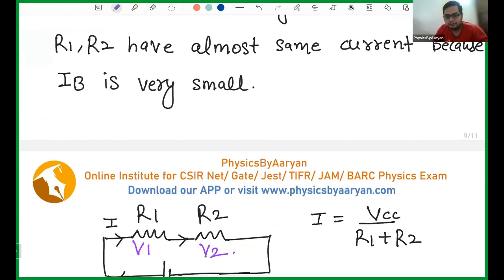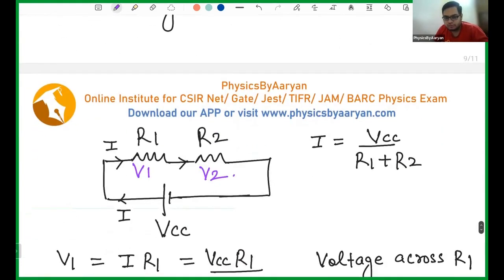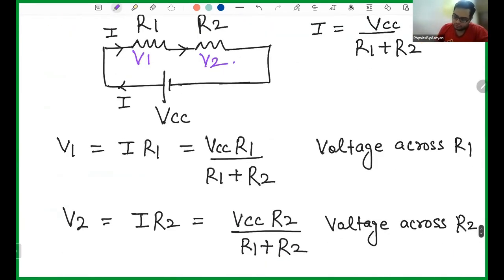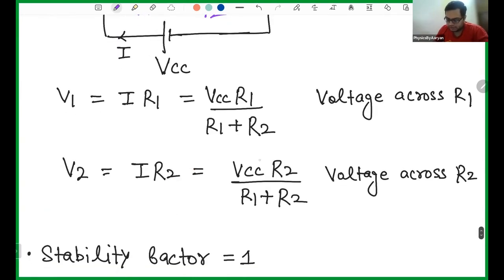Now the current in R1 and R2 will be the same. So what will be the voltage across R1? Voltage across R1 will be I into R1. So let's put the value of I, which is VCC divided by R1 plus R2, into R1. So this is your voltage V1, and voltage V2 will be I into R2, so basically VCC into R2 by R1 plus R2. So this is your voltage across R1 and this is your voltage across R2.